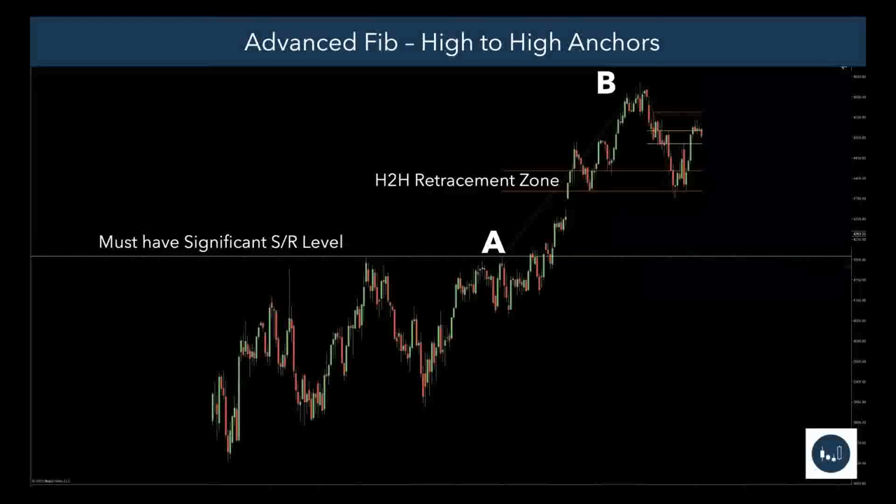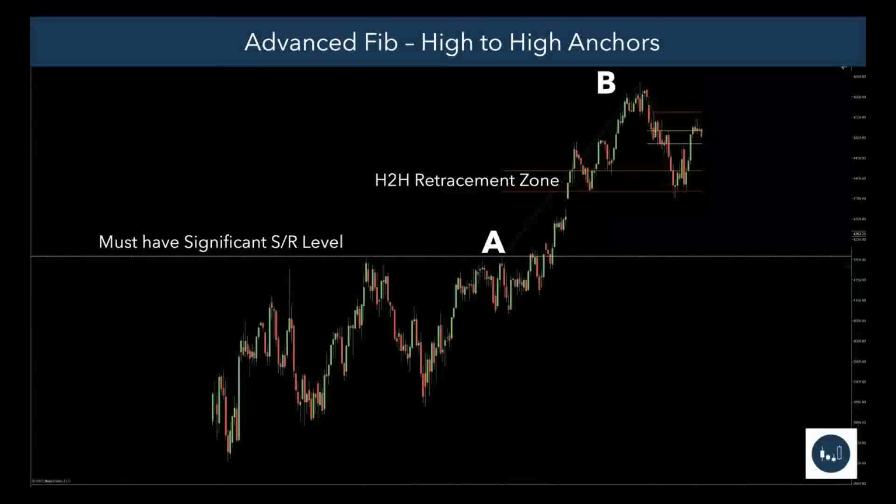I'll say that again. It's the last sell-off. You can see where the anchor A is. It's the last sell-off before price breaks that significant support and resistance. Then I've taken it up to the next high. Okay, and that's a little easier to find.